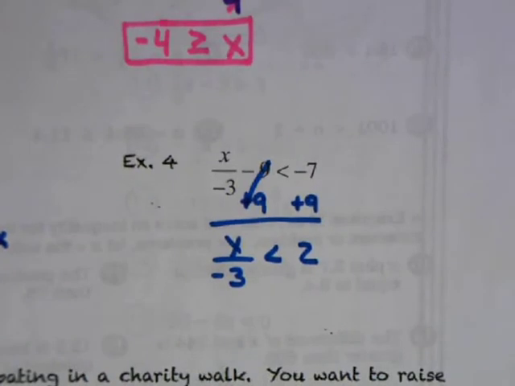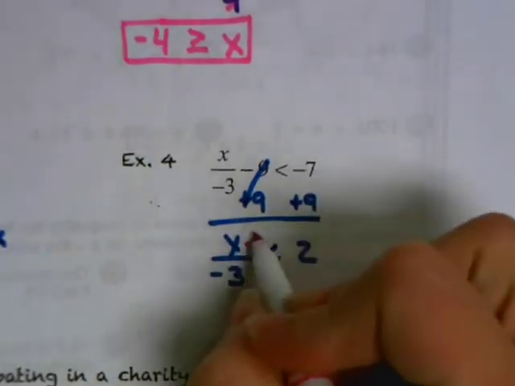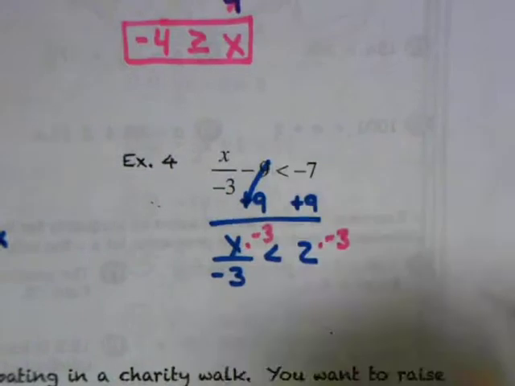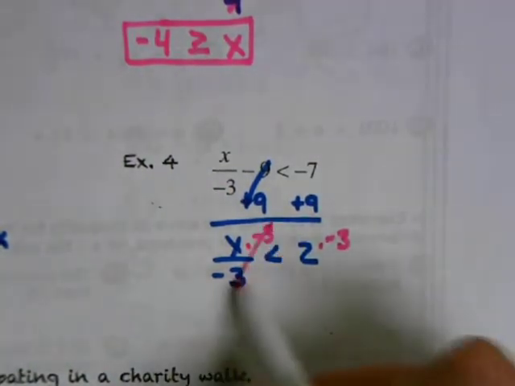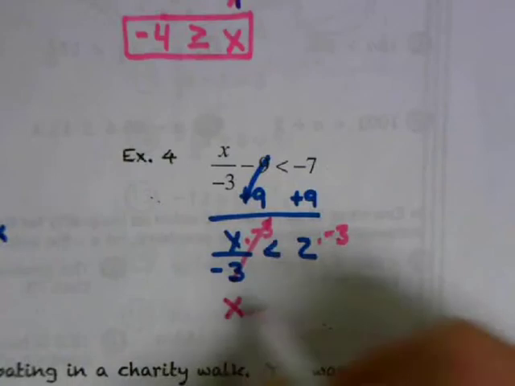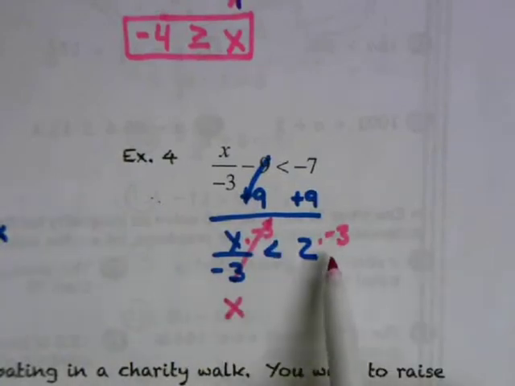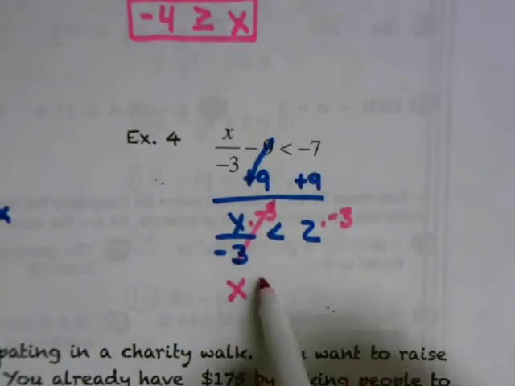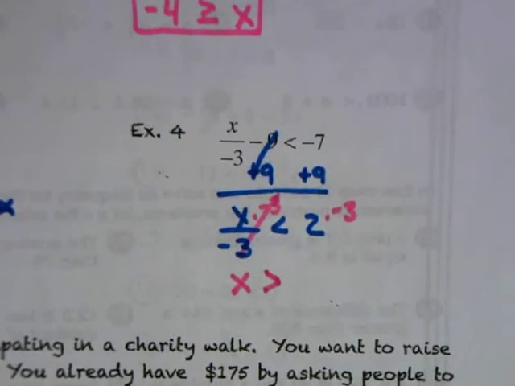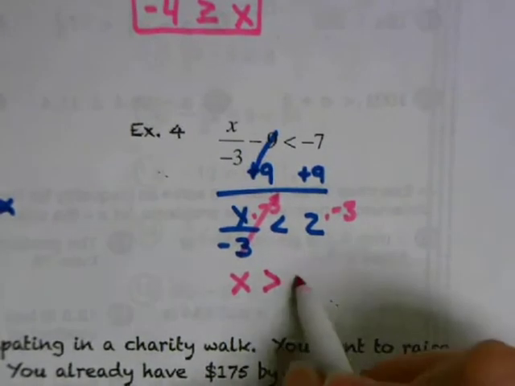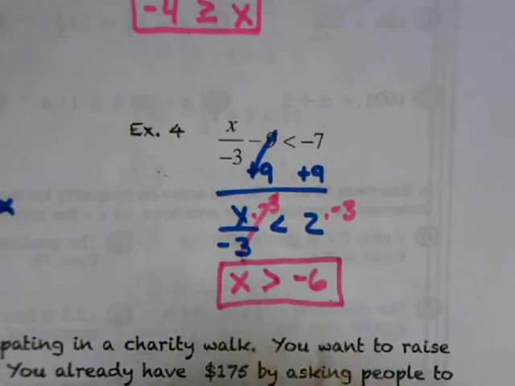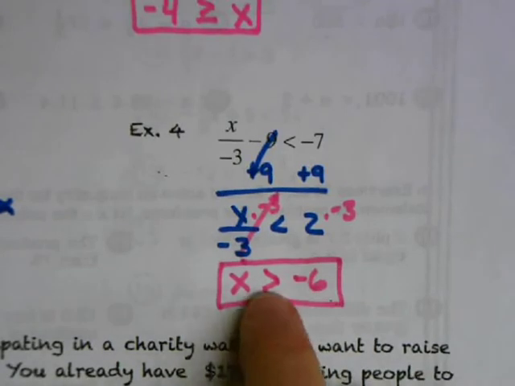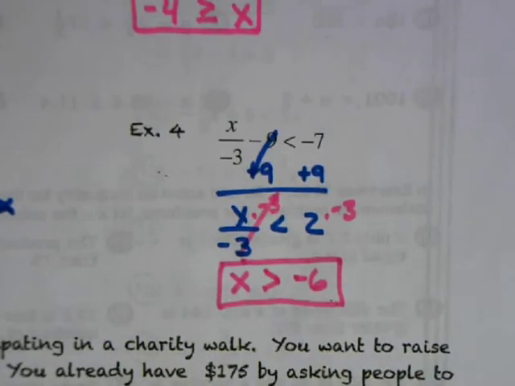And now last thing to get rid of is this divided by negative 3, so we're going to multiply by negative 3. Negative 3 divided by negative 3, see ya. Bring down our x. But because we multiplied by a negative, what do we do? Flip the sign the other direction. And a positive times a negative is going to be a negative 6 in this case. So our solution to this inequality is x can be anything that's bigger than negative 6.